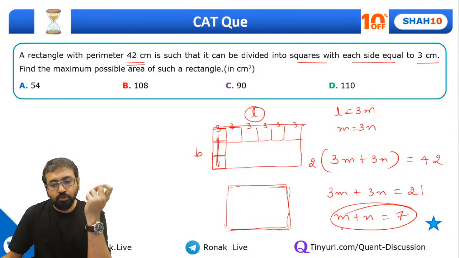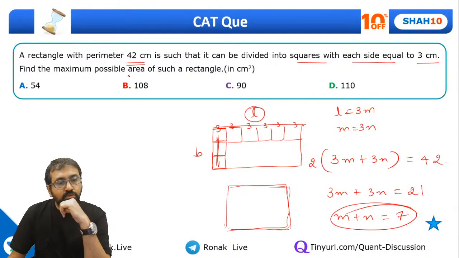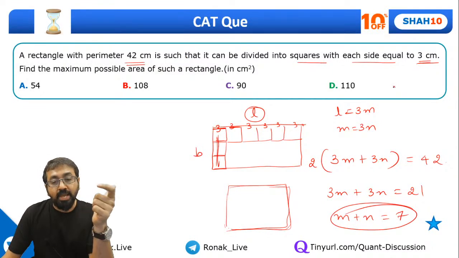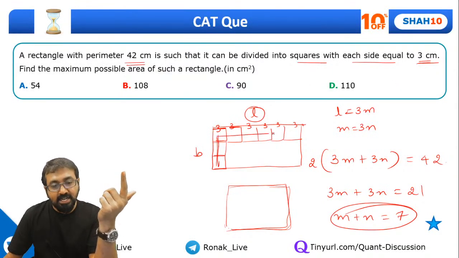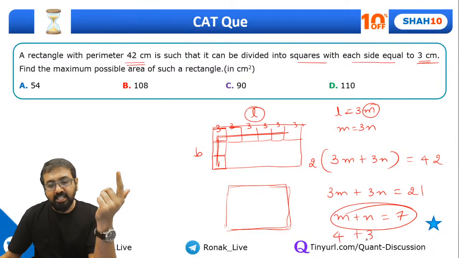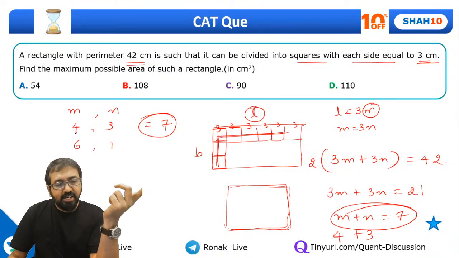Now, is it mentioned that it has integer values? It is divided into squares with side 3 centimeters, right? So you should be able to divide into squares of side 3 centimeters. So suppose there are m squares over here, so m has to be an integer value. So what are the possible values that I can take? Let me just write down m and n over here. So I can take 4 and 3, I can take 6 and 1, and so on and so forth. Ultimately the summation should be 7. Or I can also take 5 and 2, right?